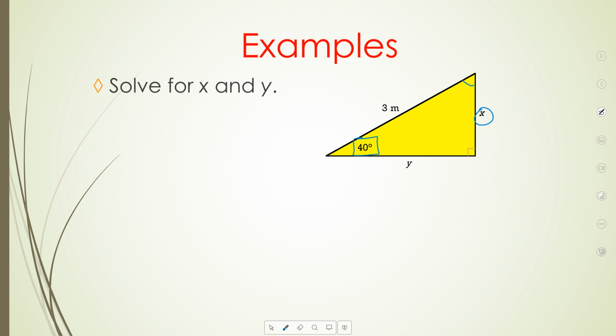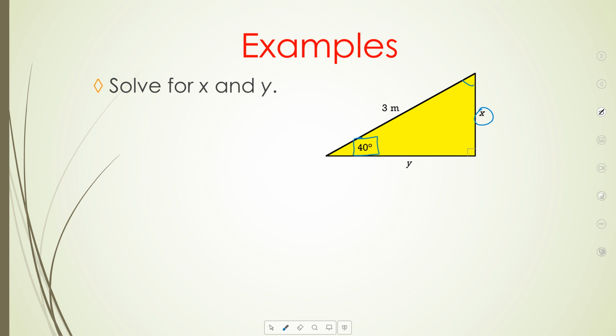Rosemary. I didn't even ask my question yet. See that side x, what we're looking for? Yeah. Is that x opposite, adjacent, or hypotenuse from the 40 degree angle? That is not a good way to start an answer. Start over.